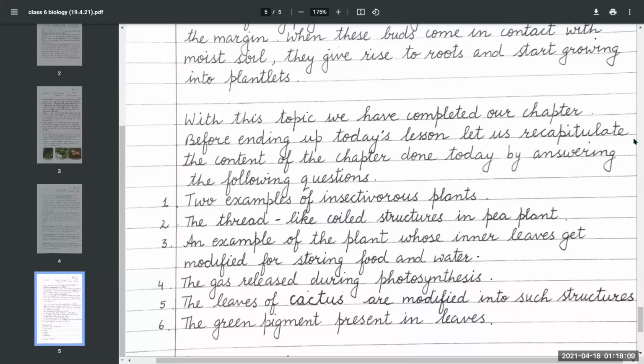Before ending today's lesson, let us recapitulate the content of the chapter done today by answering the following questions. Number 1, two examples of insectivorous plants. Number 2, the thread-like coiled structures in pea plant. Number 3, an example of the plant whose inner leaves get modified for storing food and water. Number 4, the gas released during photosynthesis. Number 5, the leaves of cactus are modified into such structures. And number 6 is the green pigment present in leaves.